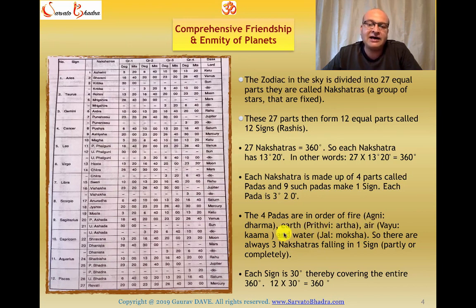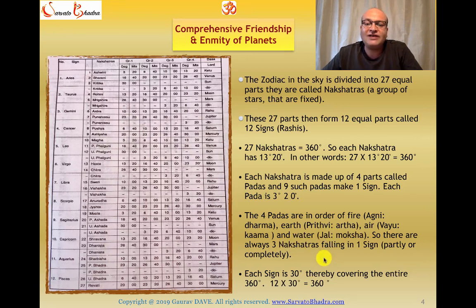And fire is Agni, this is Dharma. Prithvi is Artha, all kinds of wealth and creation and achievements. Air is Vayu, Vayu is Kama. And water represents Jal, Jal is Moksha.